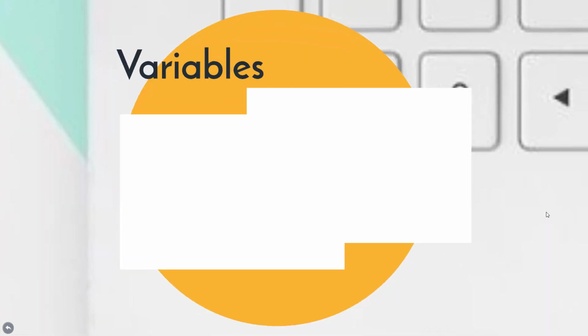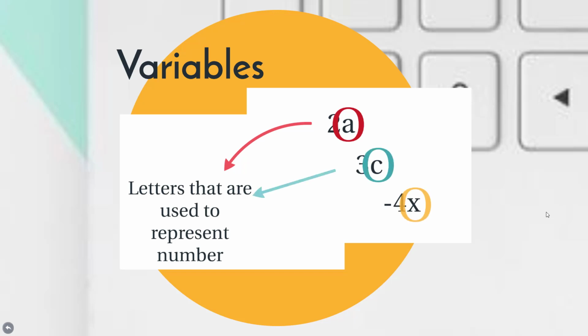The second element is the variables. Just like the previous example, the letters that are being used to represent unknown numbers are called variables. In these examples, the variables are a, c, and x.